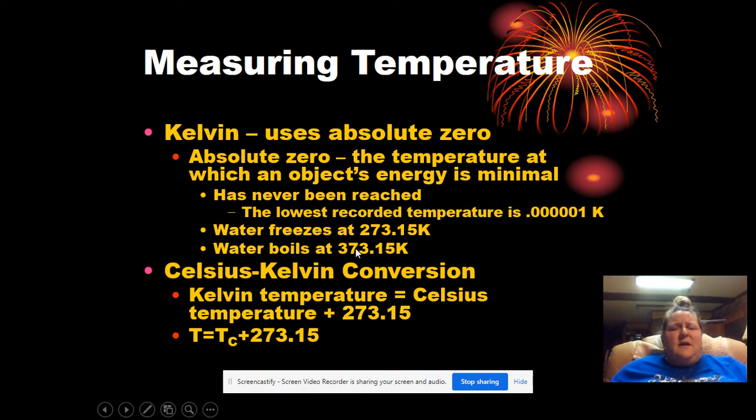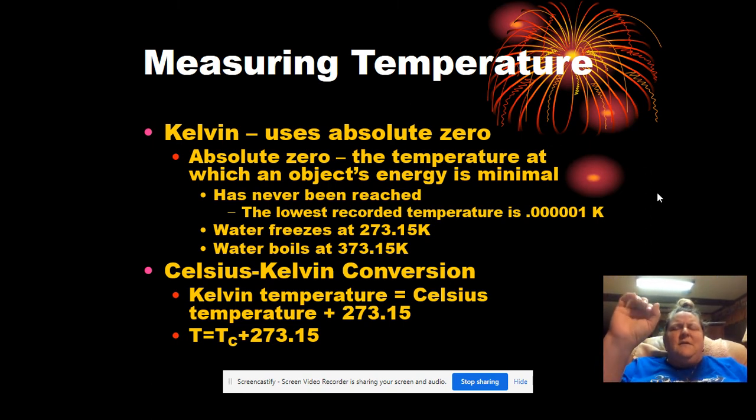Water boils at 373 Kelvin. Okay, it's easy to go from Celsius to Kelvin. You add 273. Boom, you're done. To go from Kelvin back to Celsius, you subtract 273. And then if you're going from Kelvin all the way back to Fahrenheit, you have to go to Celsius first and then convert it to Fahrenheit. And you'll be doing that tomorrow also.